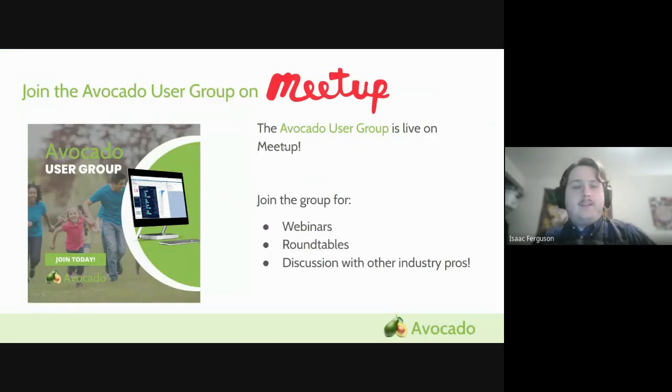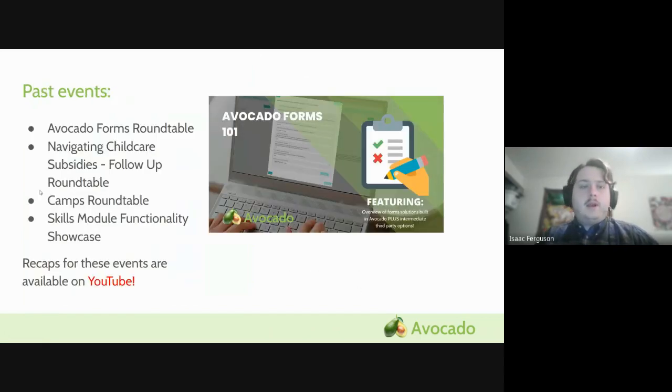So as you guys know, we have an Avocado user group on Meetup. In it, we are delivering content like webinars, roundtables, and we're ultimately trying to facilitate discussion between the wonderful industry professionals in my audience and in that group. Since we last talked, we hosted quite a few different events. We recently had a discussion on Avocado forms, how to use those prompt groups and whatnot. Kind of a basic rundown on how our forms work.